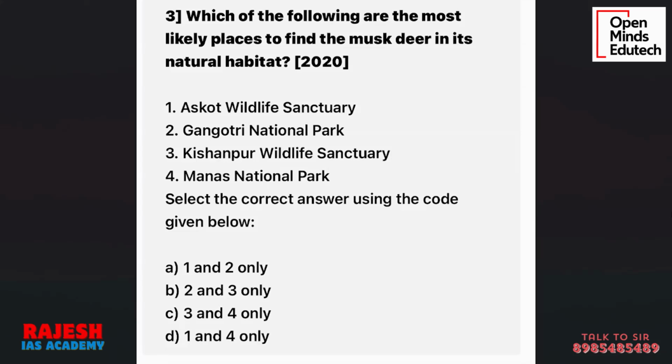So they have asked about an animal and where you will find it, and they are not giving the states here, they are giving wildlife sanctuaries. So you should also know which national parks and wildlife sanctuaries are in which region. You should know Manas National Park is in Assam. Okay, and you should know the basic animals usually found in that area.